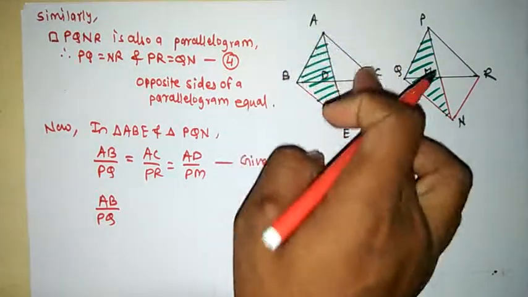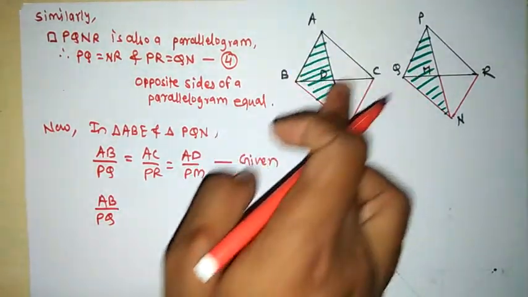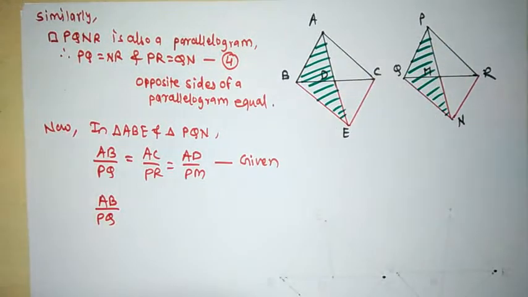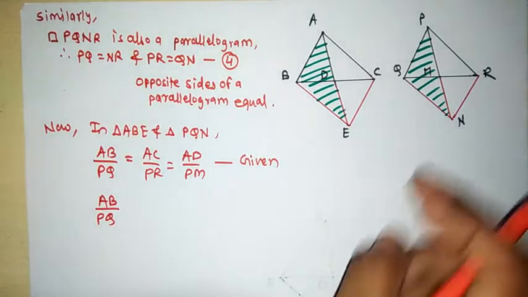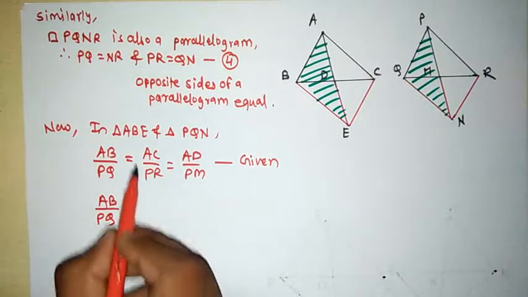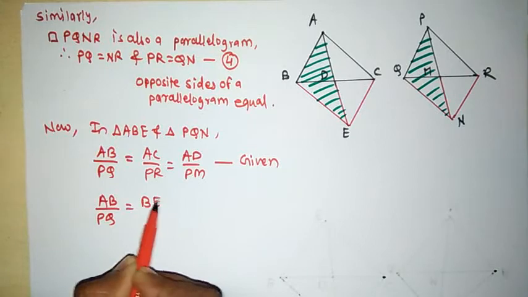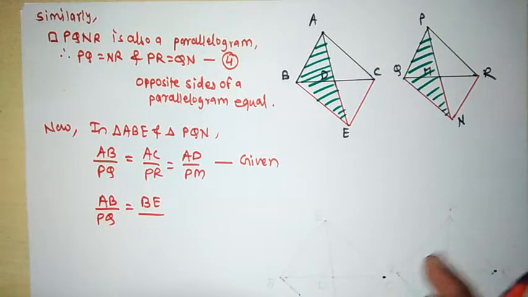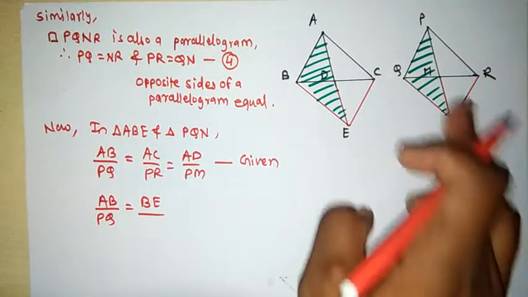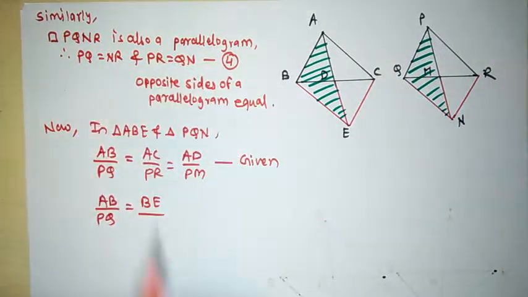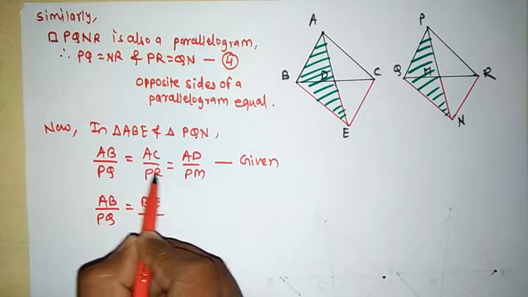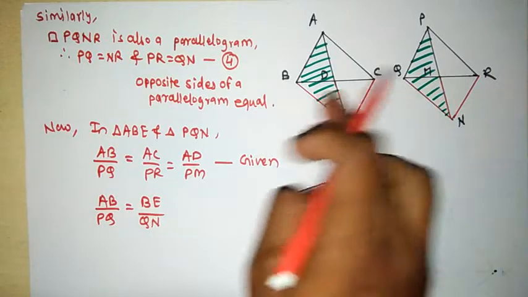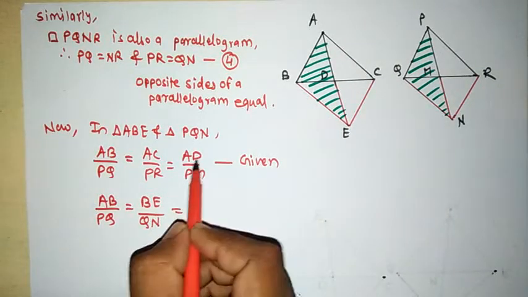Can I write BE instead of AC? Because from equation number 3, you know that AC is equal to BE. Instead of AC, I will write BE. And what is the value of PR? PR is equal to QN. From equation number 4, you know that PR is equal to QN. Therefore, instead of PR, I will write QN. We got BE by QN is equal to AD by PM.